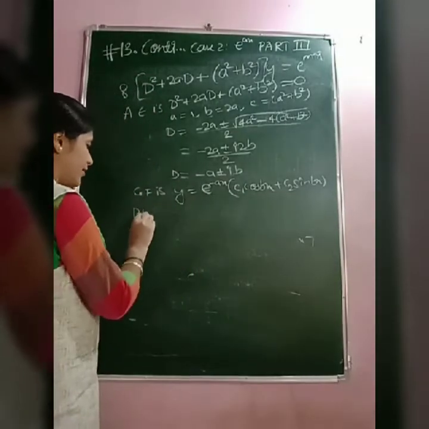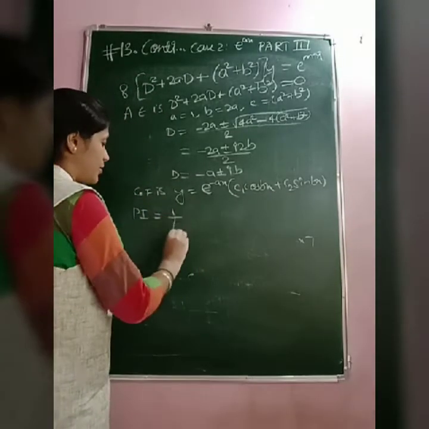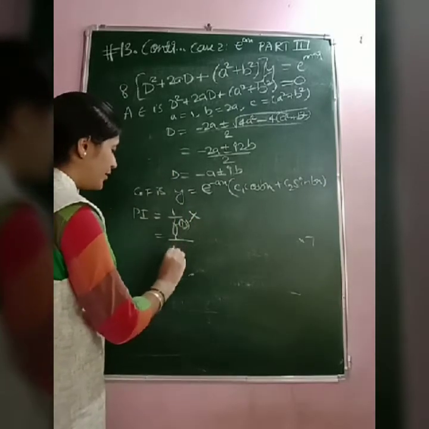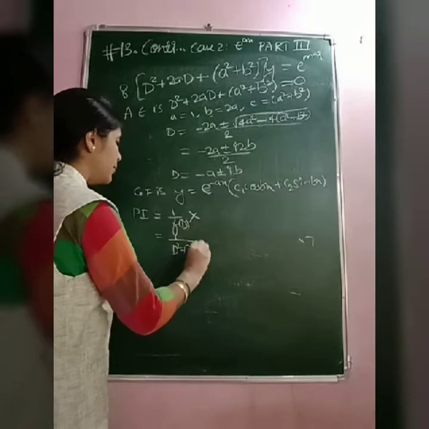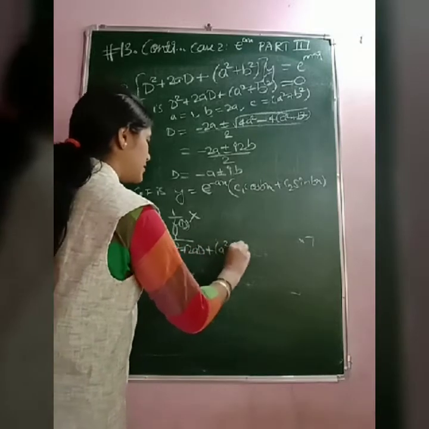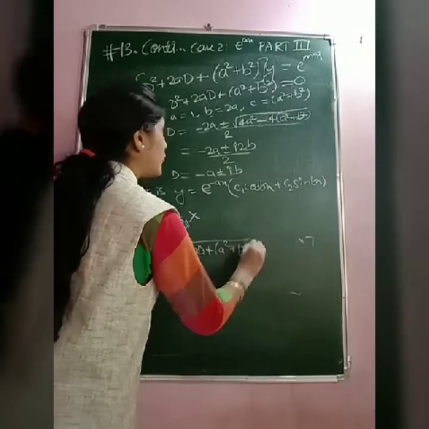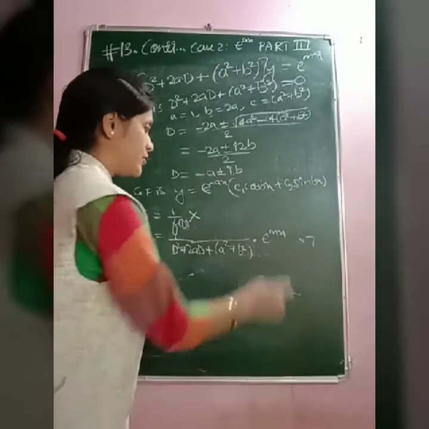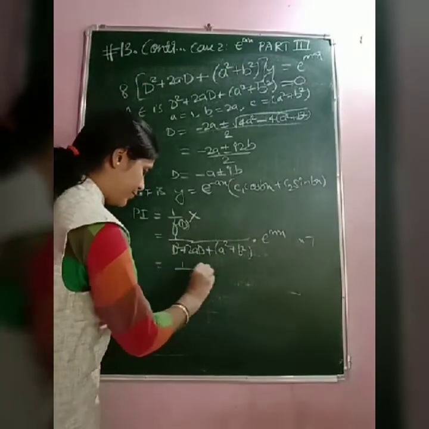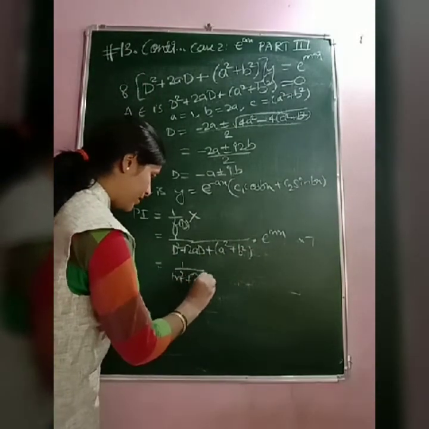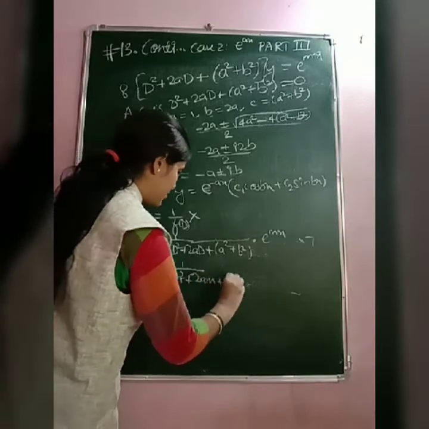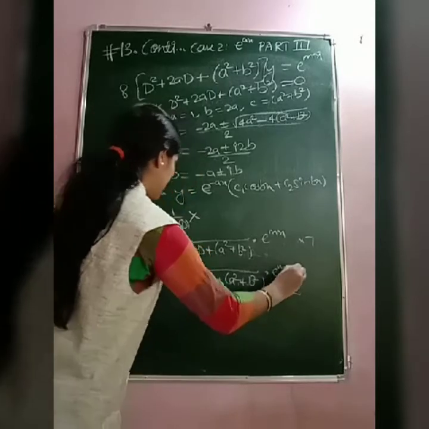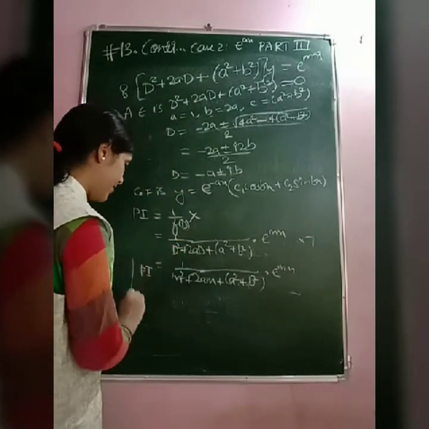Let us find PI. PI equals 1 upon f(D) of X. For this example, 1 upon D² + 2aD + a² + b². What is our X? e^(mx). So wherever D is there, we have to substitute m. So 1 by (m² + 2am + a² + b²) e^(mx). So this is nothing but our PI.